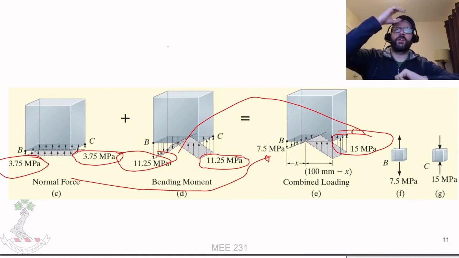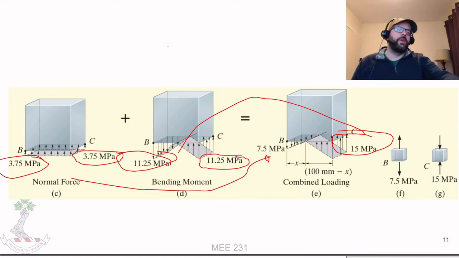So next up, we'll be talking about thin-walled pressure vessels. These are things that hold liquids or gases at high pressure, typically much higher than atmospheric pressure.